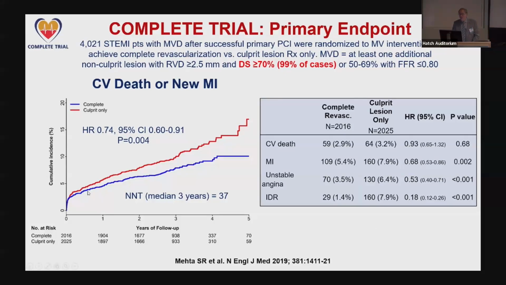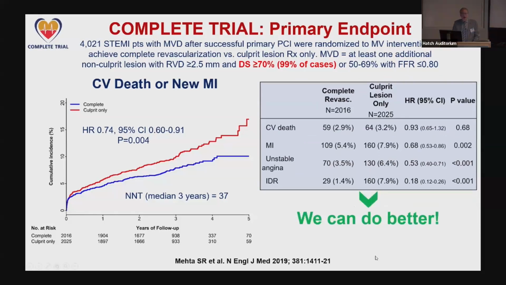And there was a big difference in cardiovascular death or new myocardial infarction, particularly new myocardial infarctions, much more unstable angina, and many more patients becoming unstable and requiring repeat revascularization. And this changed practice and changed the guidelines. We now no longer leave bystander lesions behind. But can we do better? And I'll tell you that we can do better.